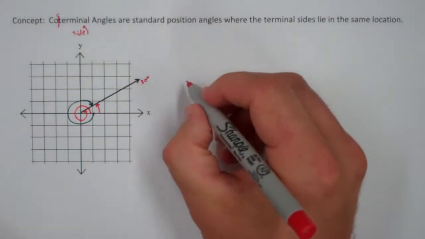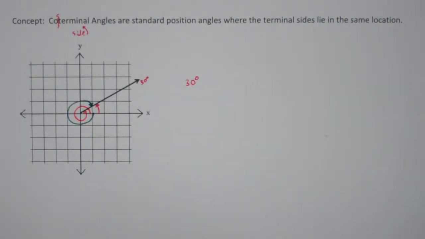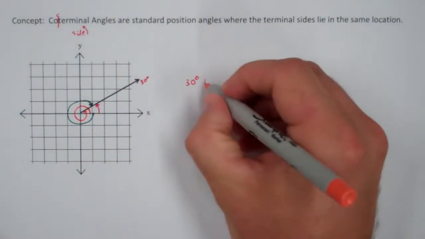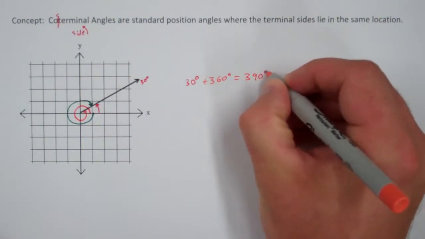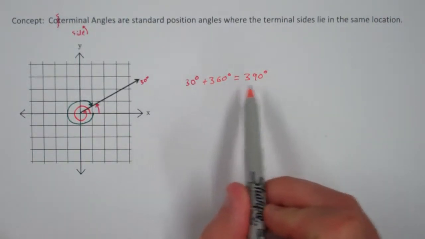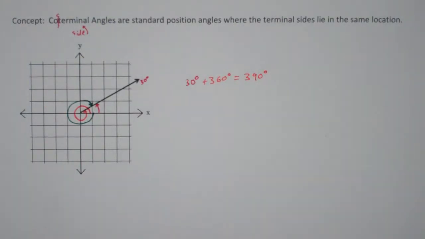Let's take the original one here. We're going to do 30 degrees, and then we'll add 360, so the one in orange. And that gives us an angle of 390 degrees. So we could say that 30 and 390 degrees are coterminal. Their terminal sides lie in the same position.